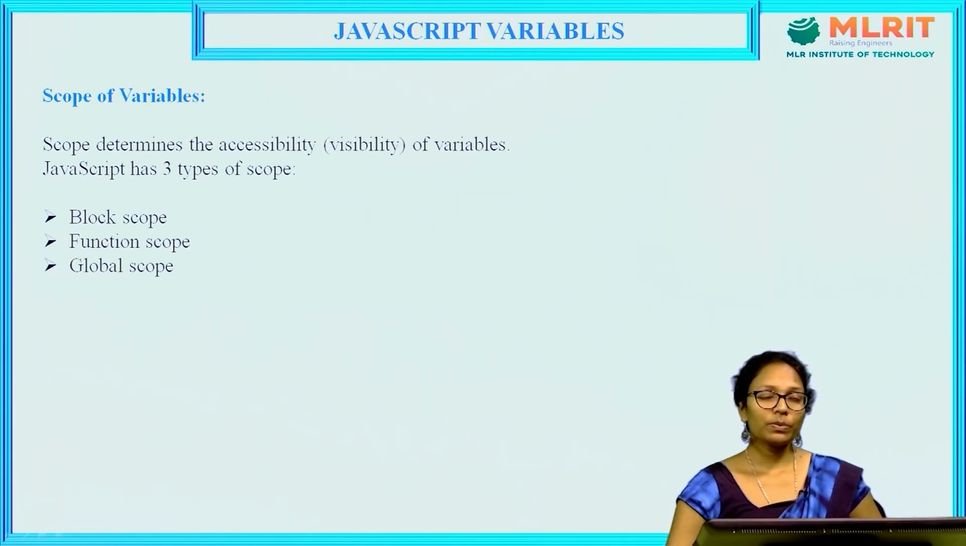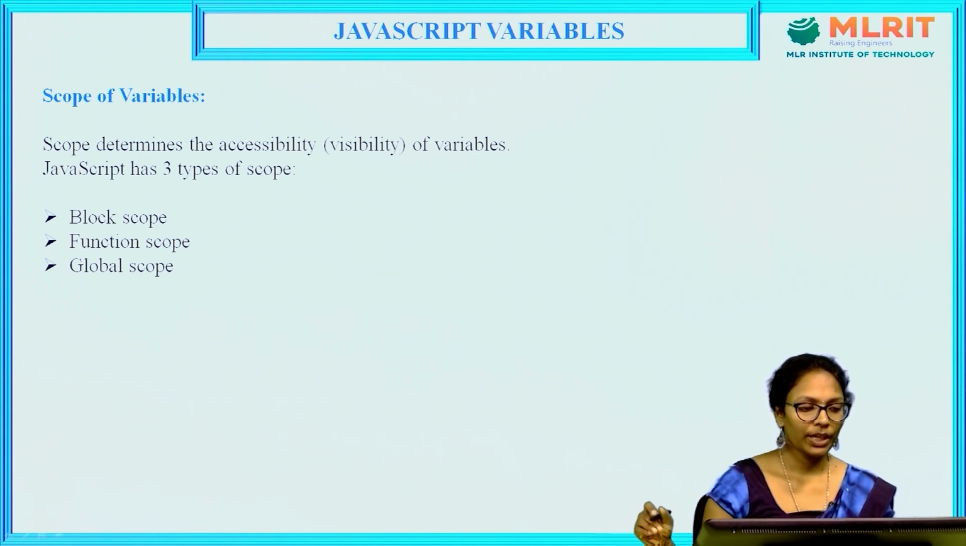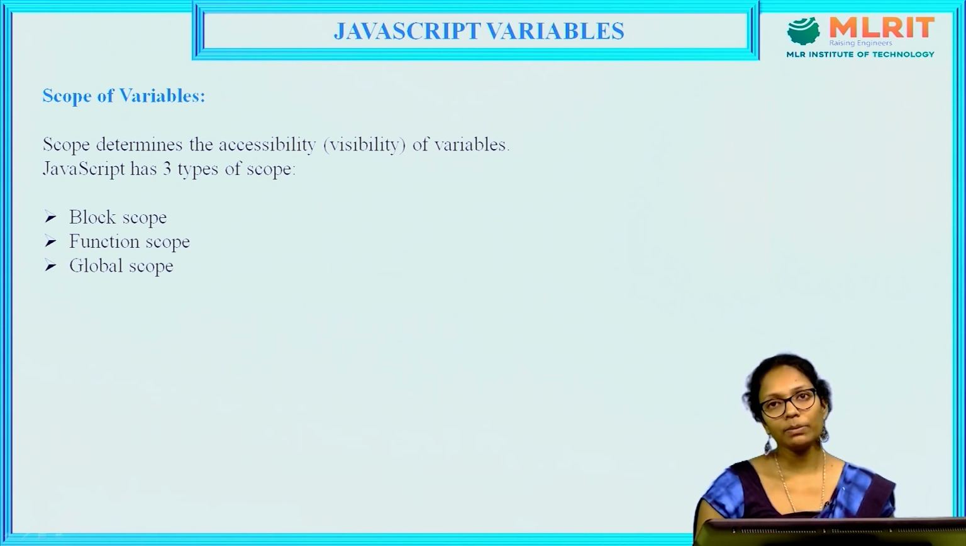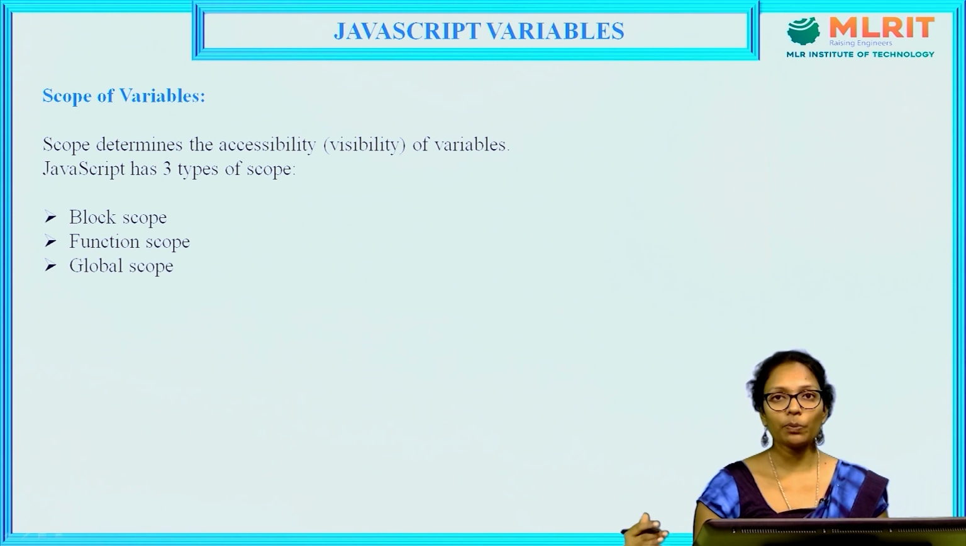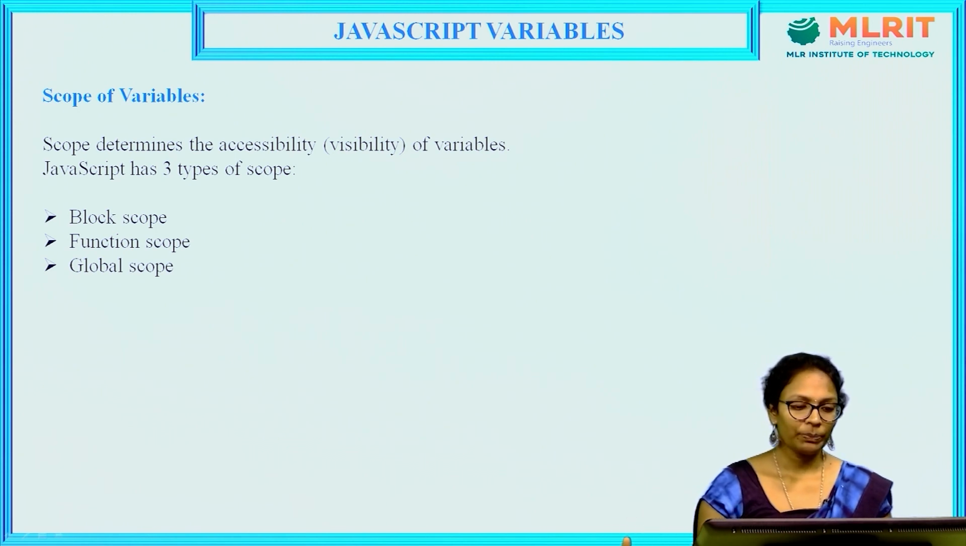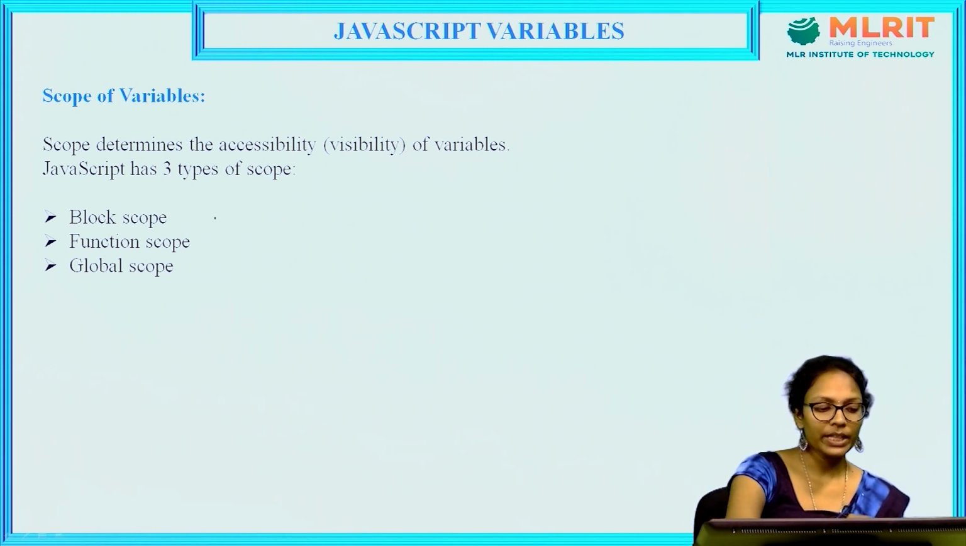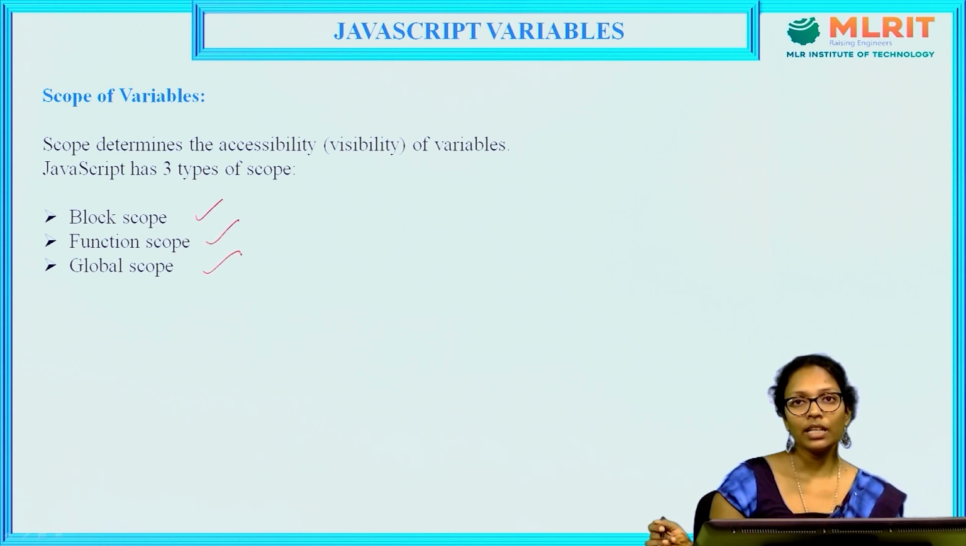So the next concept is scope of a variable. Scope is nothing but accessibility of a variable, that is, till which point I can access this variable. In JavaScript we have three types of scopes. One is block scope, the second one is function scope, and the third one is global scope.